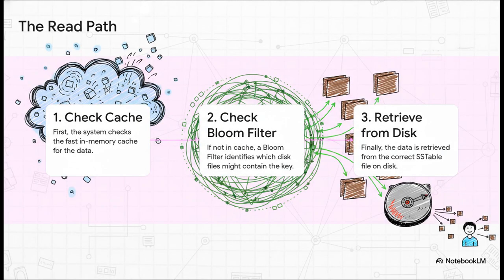And when you want to read data, the system is smart. It checks that fast memory cache first. If your data's not there, it asks a very clever bouncer called a Bloom filter. This thing can't tell you for sure if your data is in a file, but it can tell you with 100% certainty if it's not in a file, which saves a ton of time. This lets the system narrow down the search and pull the data from the right place on the disk.